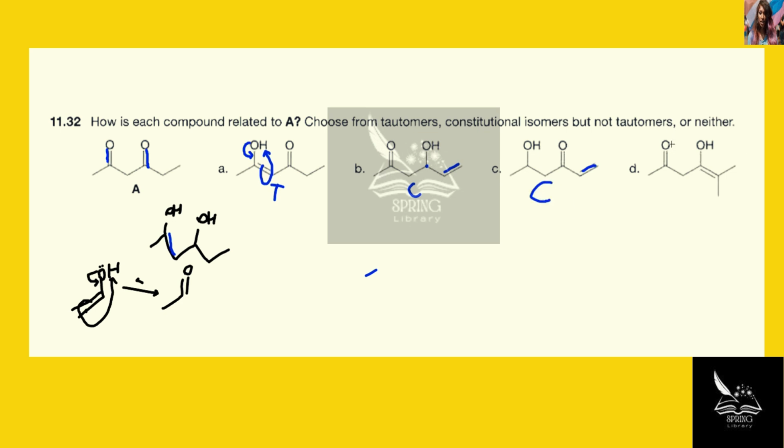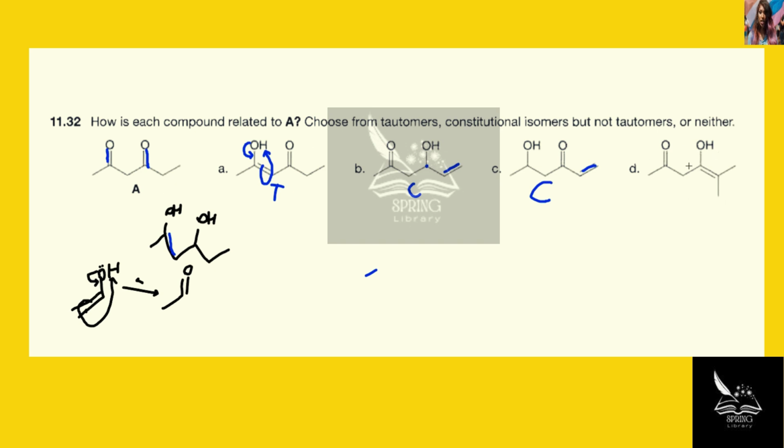Now let's look at D. Well, let's count our carbons for A. 1, 2, 3, 4, 5, 6. D has 1, 2, 3, 4, 5, 6, 7. So we actually gained a carbon. So a constitutional isomer, if you guys remember, has the same chemical formula. Well, D has one extra carbon than A.